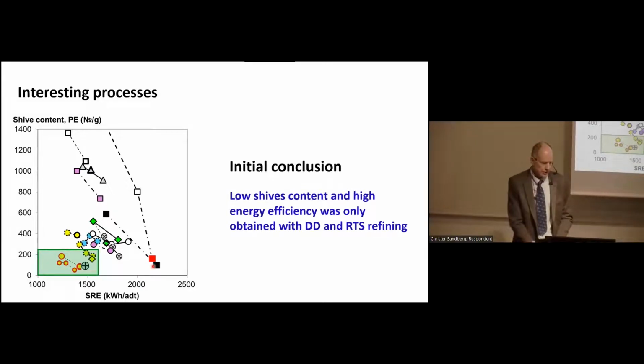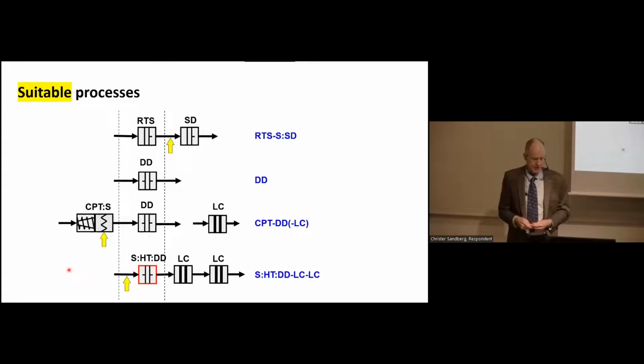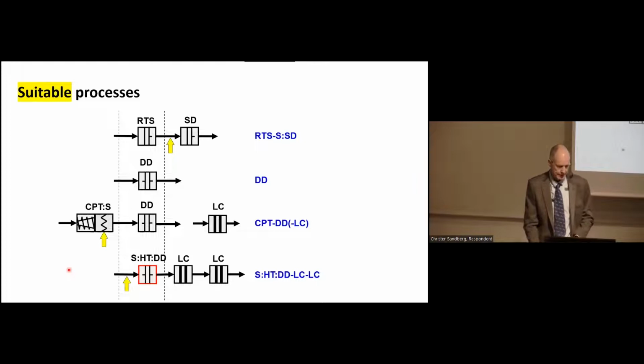And the conclusion from this initial, just looking at the data, is that you need to have high intensity refining, which is RTS, the yellow diamond here, or double disc. The other points are double disc pulps, different configurations. So the squared processes are 4, and that is the RTS in Hallsta, where we added sulfite before the second stage refiner. Single stage DD refining was evaluated in the Kvarnsveden mill.